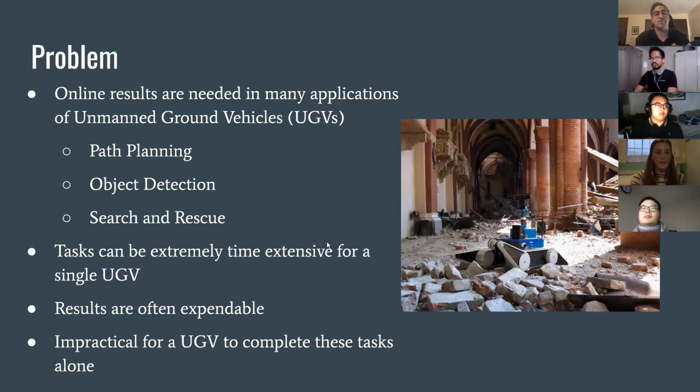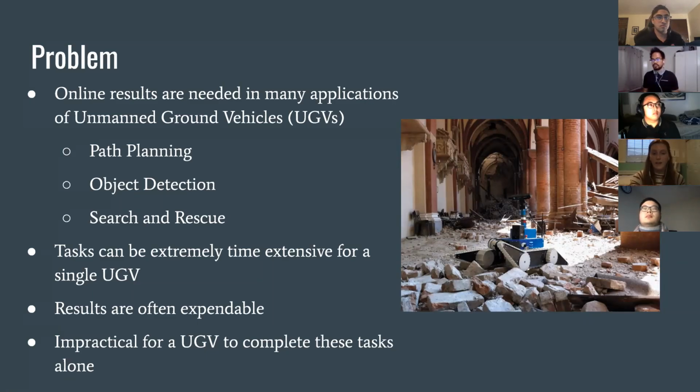So basically, unmanned ground vehicles are used for many applications such as path planning, object detection, and search and rescue. It is crucial to these applications that computational tasks are performed online. This means that results need to be computed and updated in real time, or at least as close to real time as possible. When a single UGV tries to take on these tasks alone, the time it takes to complete these tasks is extremely time extensive and much longer than real time.